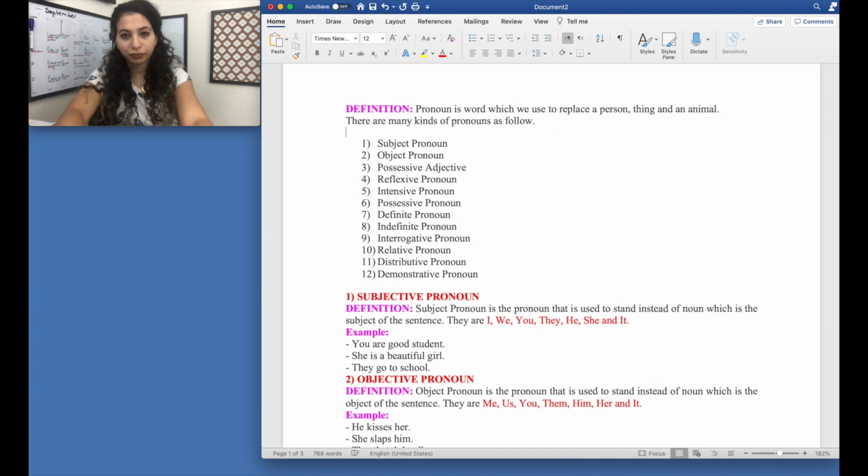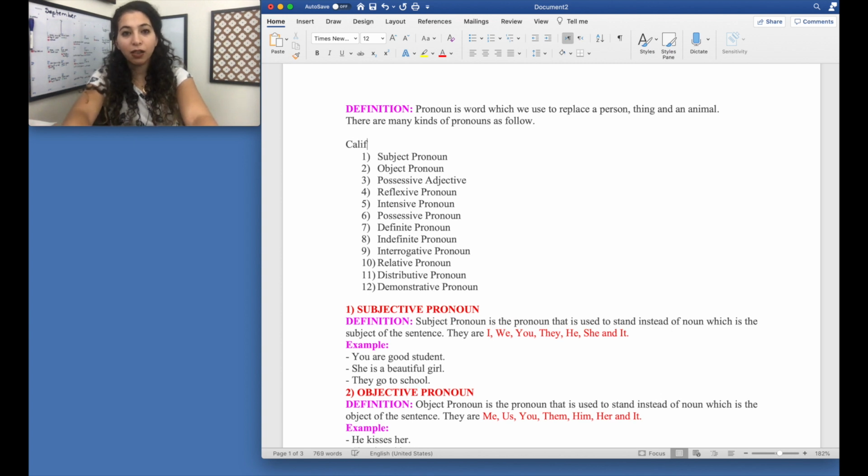For example, California is a beautiful state. It is, or it has nice weather, okay? Here we see California is a noun, state is a noun, and weather is a noun.